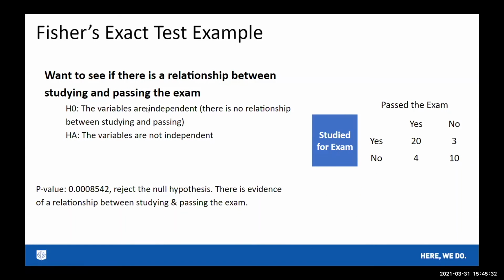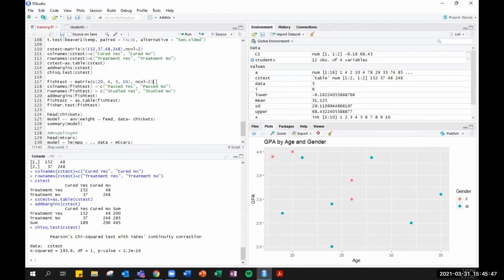So for this exam, we wanted to see if there's any relationship between studying and passing the exam. If, for example, only a certain number of students can pass the exam, that number of students who can pass is fixed. So we're trying to see whether or not the variables are independent. For this example, we have to go through kind of the same example of building our matrix here.